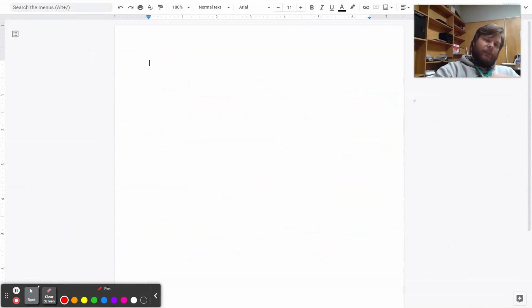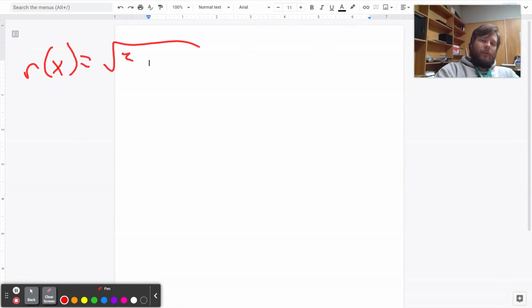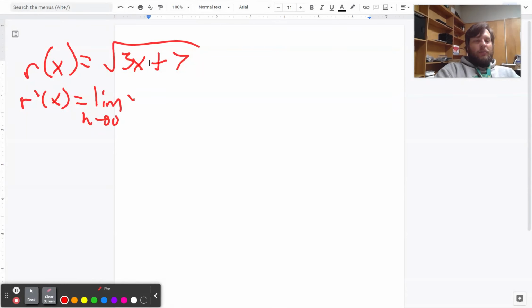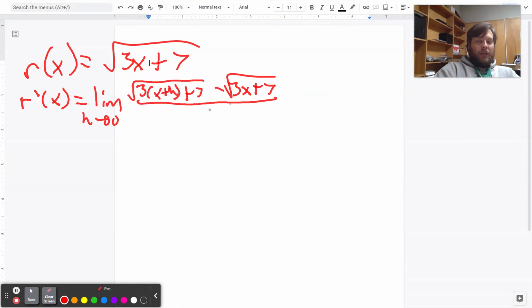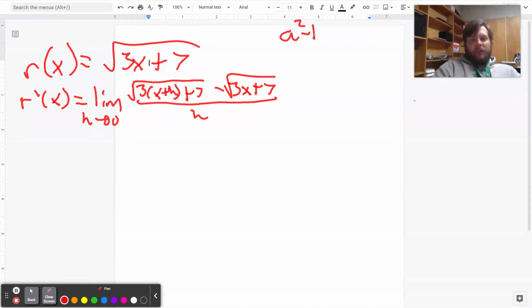And the last type I wanted to do is just a radical function. So let's say I have the square root of 3x plus 7. Then my derivative is going to be, it's the same process. Limit as h approaches 0 of the function with x plus h minus the function itself, all divided by h. Now there's this idea that I'm going to use here, and the idea is that if I have the difference of two squares, that's (a minus b) times (a plus b).